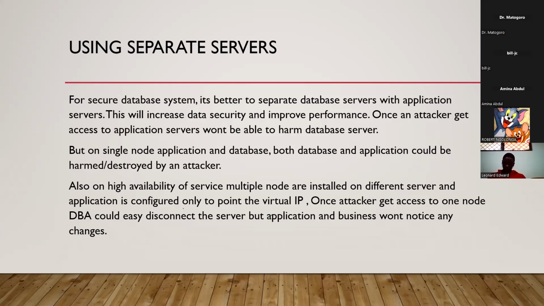So if the attacker gets access to that virtual IP, that's not a physical server, so you won't be able to harm anything. It is just a virtual IP which has been configured. But also, if the attacker gets access to one physical server and tries to tamper with it, the DBA, once they notice, could switch it off without the business or application noticing any changes, because the other 3 nodes will continue to operate as normal.